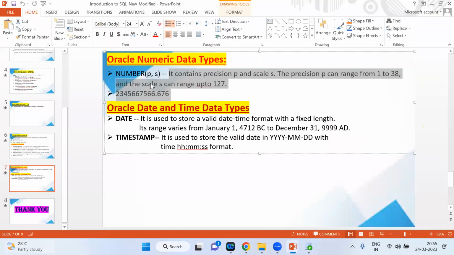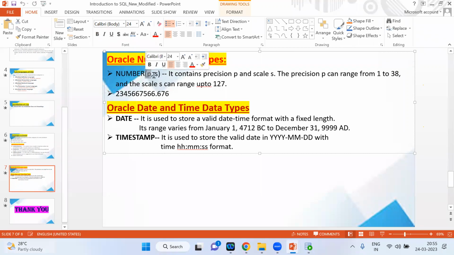So this is the number. When you assign number as a data type, the general format will be number(P,S). P stands for precision, the digits before the decimal. S means scale, the digits after the decimal. This is the format. So it contains precision P and scale S.